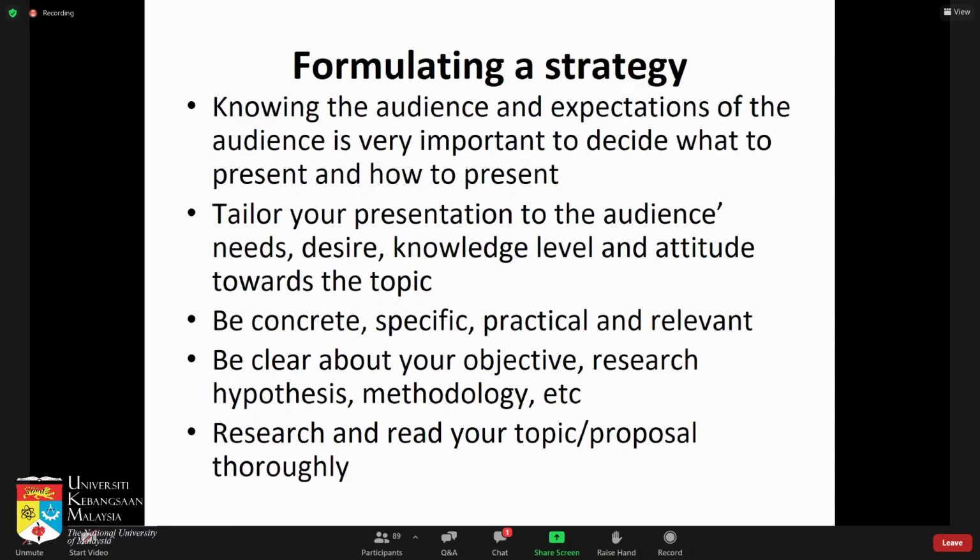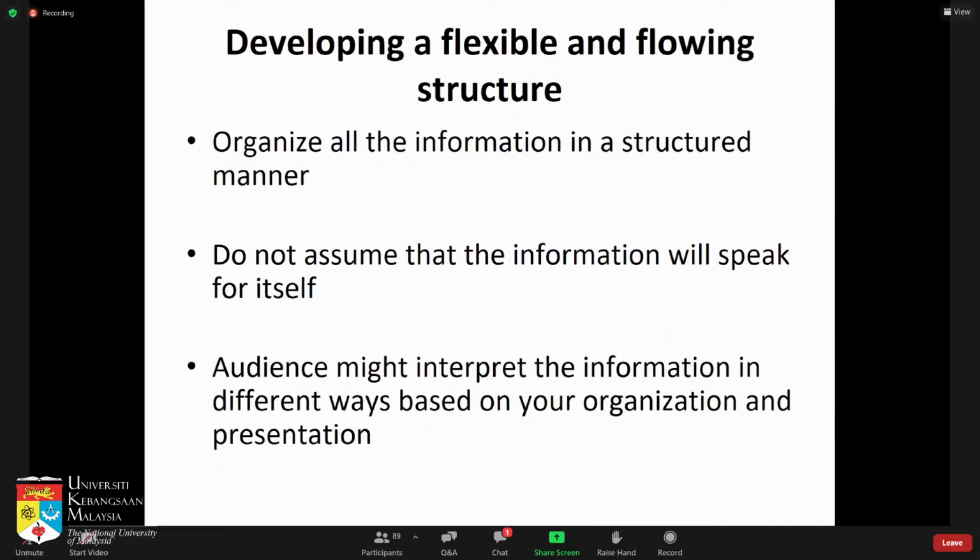Okay. So if you're presenting research, be very clear on your primary objective, secondary objective, hypothesis, methodology, and so on, and really thoroughly, because you're the one doing the research. You should know much, much better than your audience.